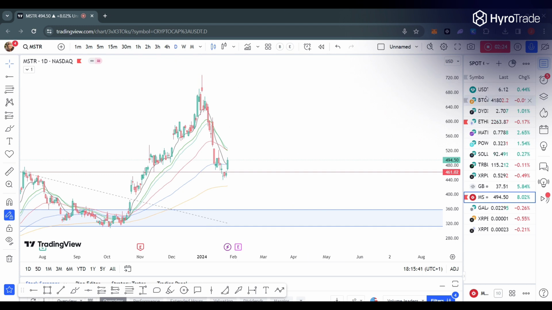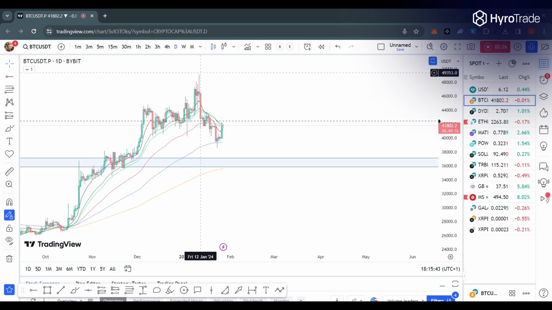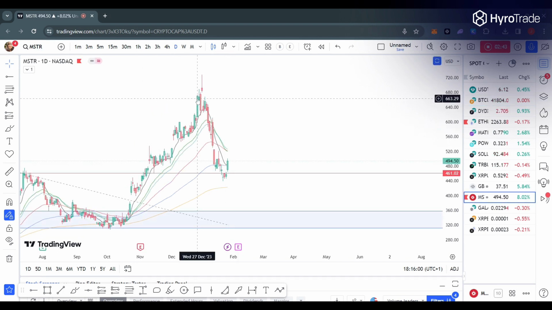Now let's go back to Bitcoin and see what Bitcoin was doing at that time. When MicroStrategy was dumping, Bitcoin was pumping. So it was still catching up. It was going higher. But we could already see signs of the sell-off on MicroStrategy. So it was dumping from 2nd of January towards the 12th of January, okay?